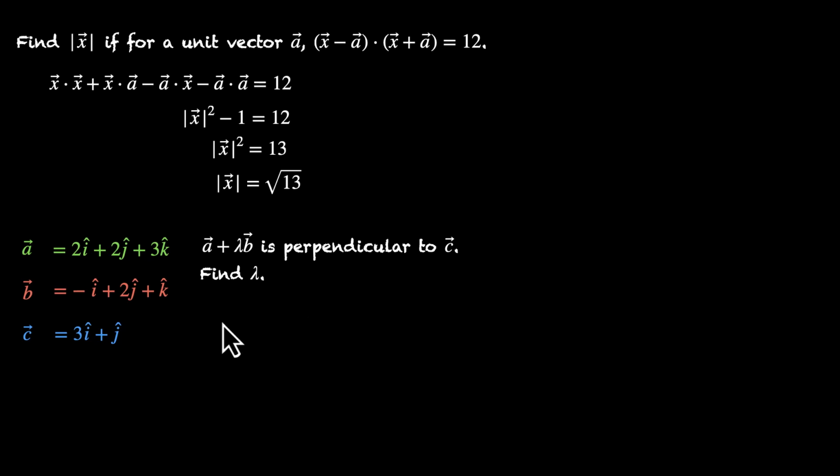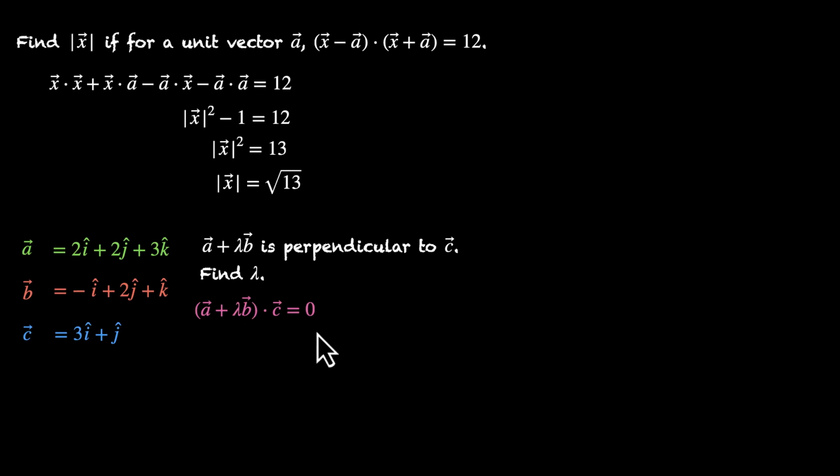Okay, so it's not directly saying that we'll need dot product here, but look at this word perpendicular. If two vectors are perpendicular, this means that the angle between them is 90. This means that their dot product has to be 0. So this is where we can use the dot product. If these two are perpendicular, we can say that (a vector plus lambda b vector) dot c vector is 0. And now we have the equation. We can use these values of a vector, b vector and c vector to find the value of lambda.